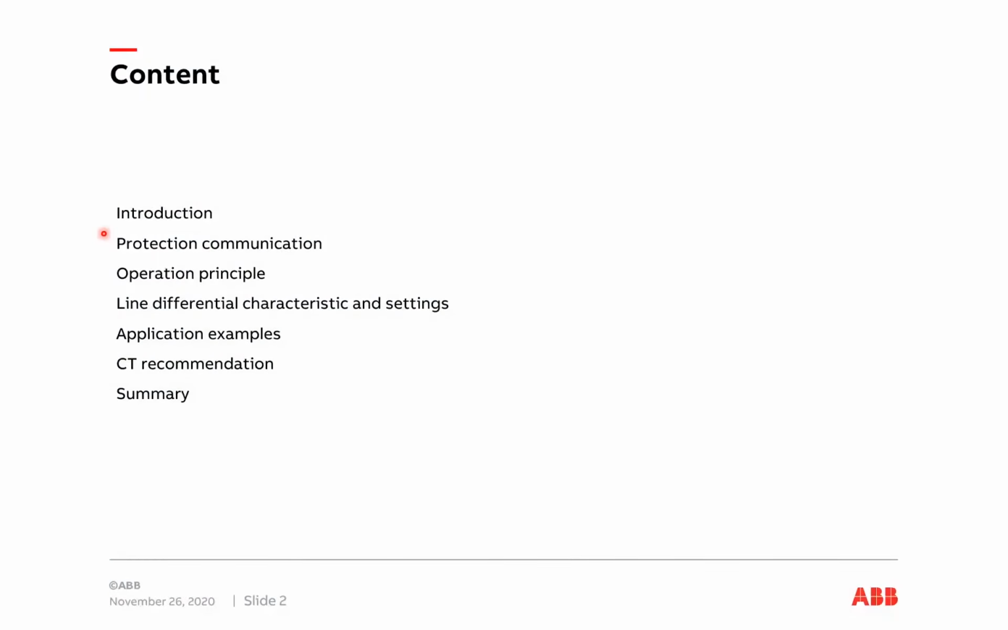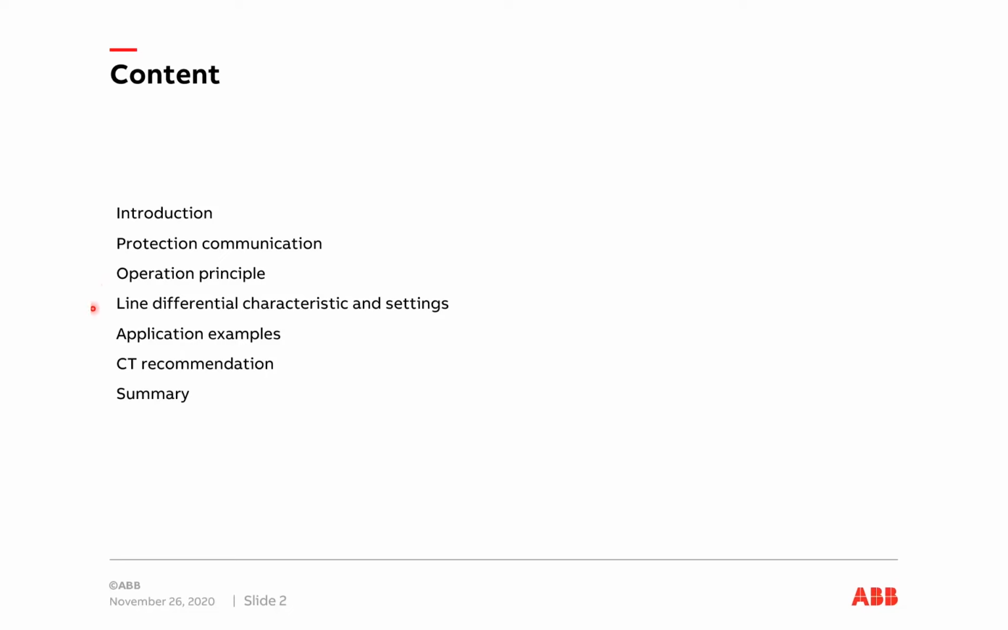So I will start with an introduction with general information about line differential protection and its advantages. Then I will talk about the protection communication, what communication media options we can choose between, and compatibility. Next, we have operation principle, where I will explain the basics for line differential protection and which other functions in the relay it cooperates with.